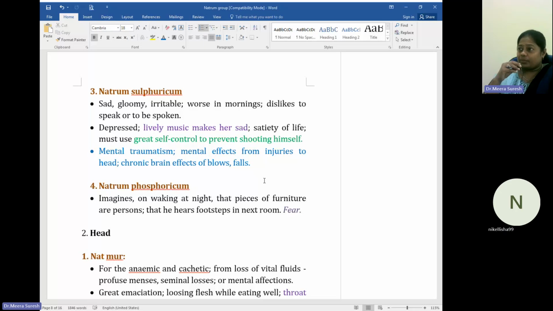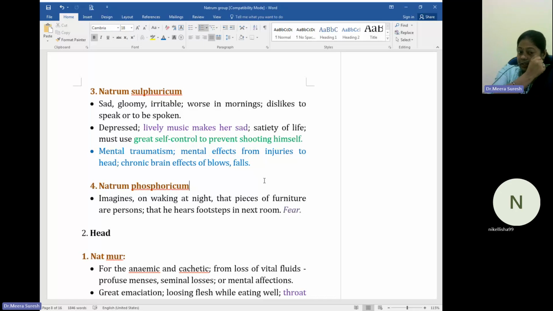Satisfied is, we stop something when we are satisfied, right? We don't have a desire. But when applied to life, the living itself is done with living. It doesn't want anything more. So because of that, that's why he had to use great self-control to prevent shooting himself. It is so. And they're sad, gloomy. The mental effects from injuries to head, that will be the. So all the Natrums are actually very sad, gloomy. The thing is very prominent in them.